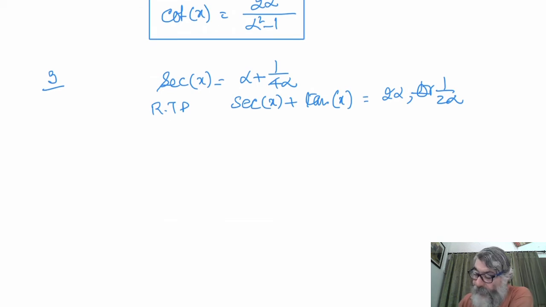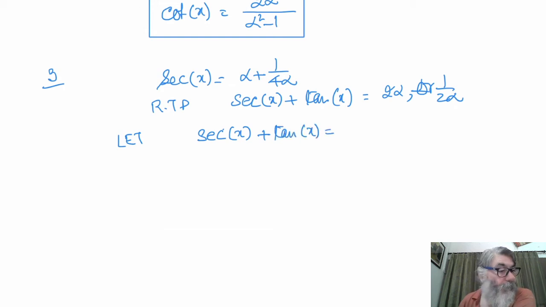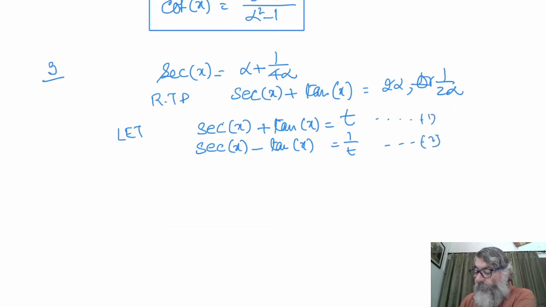Let us assume sec x plus 10x is equal to t. If it is t, then sec x minus 10x will be equal to 1 upon t. Again equation 1 and equation 2, because these are reciprocals of each other. Now if I add both the equations, I'll get the value of sec x.